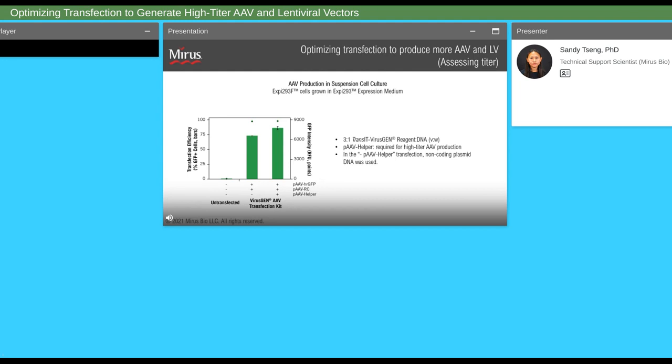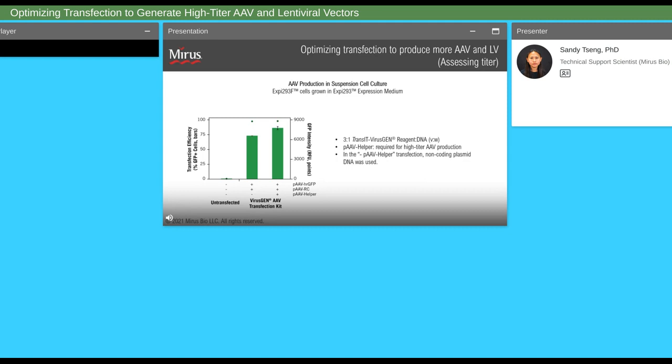And what we did was we transfected cells with plasmids that are required for AAV production. So in one case, we transfected all three of them. That's the transfer plasmid that encodes the GFP gene, the rep-cap plasmid, and the plasmid P helper, which contains genes required for high-titer AAV production. And in another transfection, we didn't include P helper. So in place of P helper, we used a non-coding filler plasmid.